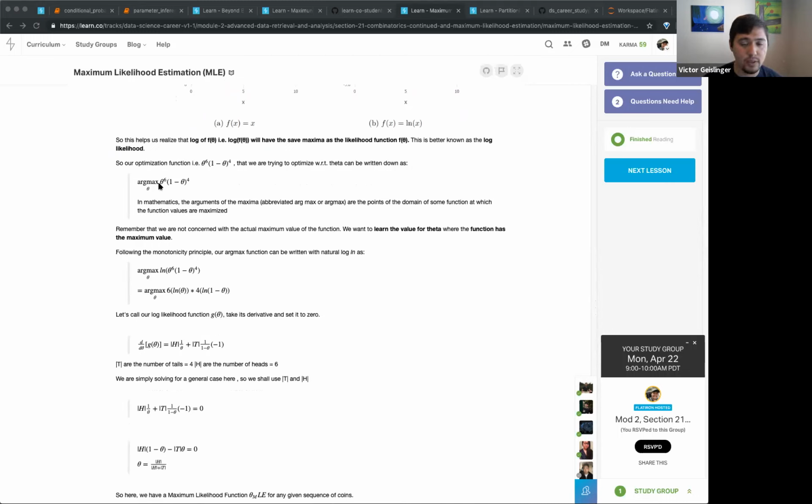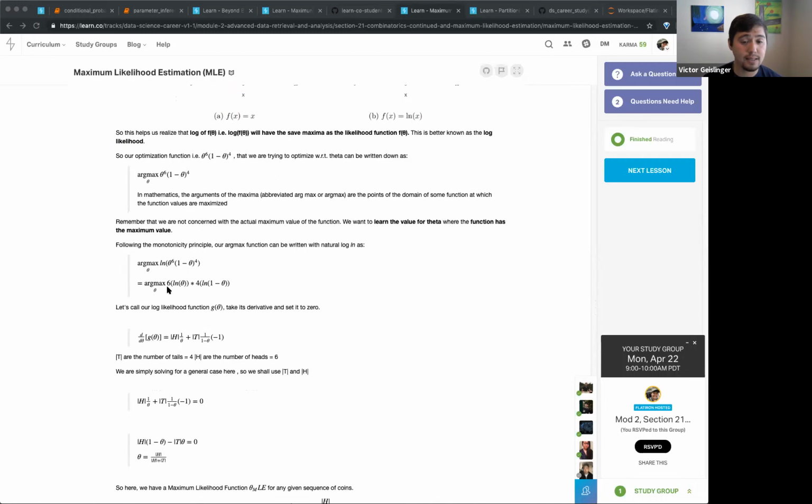So you can see right here, we're trying to find the maximum of this, theta to the 6 times 1 minus theta to the 4. This is just f. If we take the log of that now, it ends up being 6 times the log of theta, plus 4 times the log of 1 minus theta.